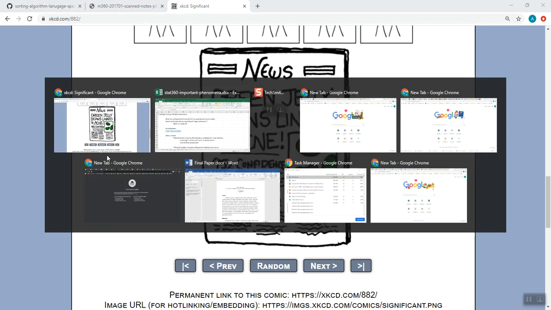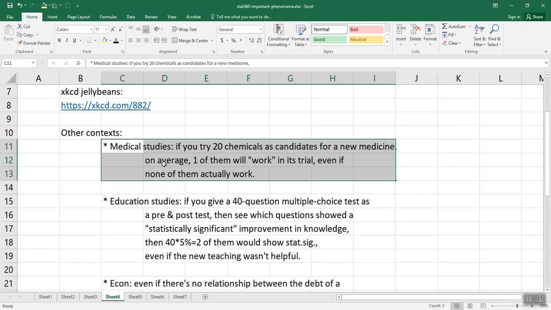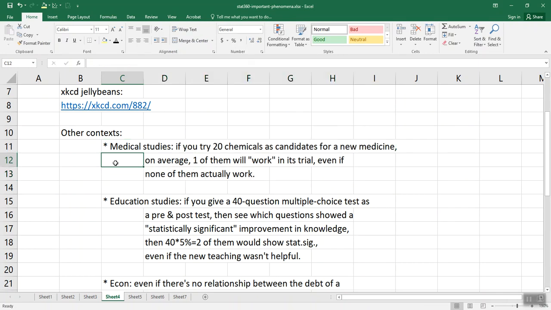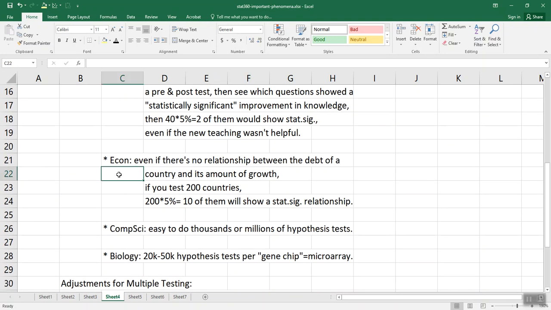Okay, so hopefully this teaches us a lesson that if you try 20 things, and even if none of them really would work, on average, one of them will look like it works. So that's a pretty important thing to keep in mind. In education, if you are looking at which topics did students improve on from pre to post, and look at each topic individually, that could be a lot of topics. And even if no one really improved, just by chance, you'd probably see 2 improvements out of 40. In economics, people have looked at the relationship between how much debt a country has and how much growth it has. You'd think the more debt it has, the less it's going to grow. Even if there's no relationship, if you test about 200 countries, you're going to see a, quote, statistically significant relationship in about 10 of those countries.